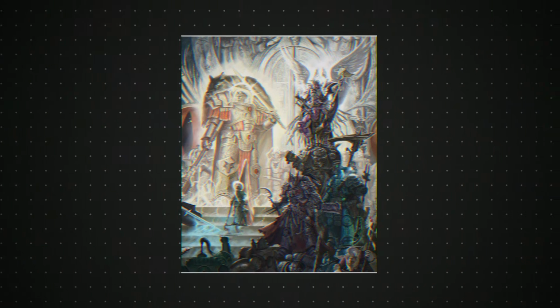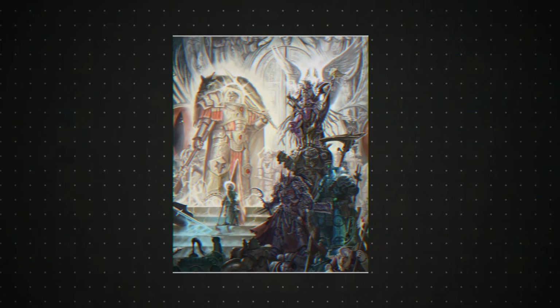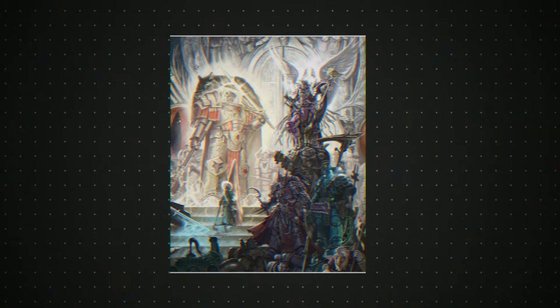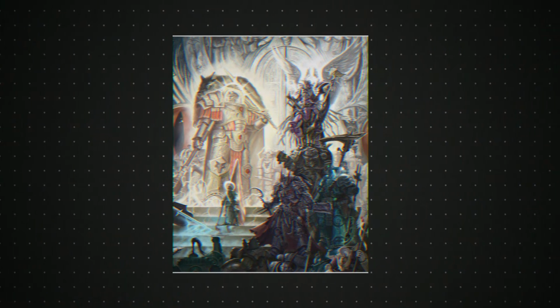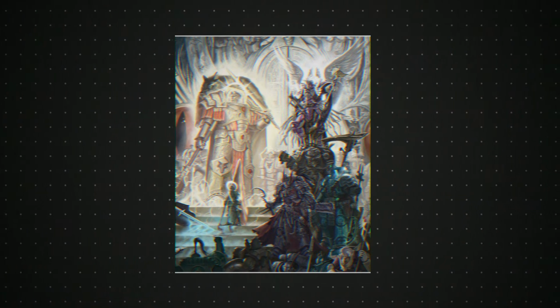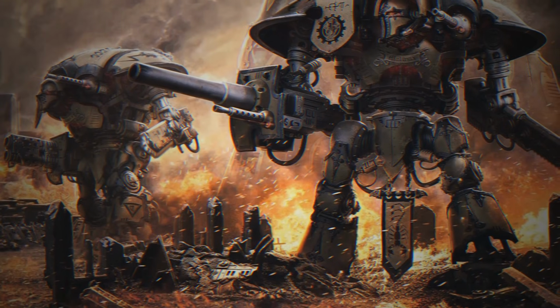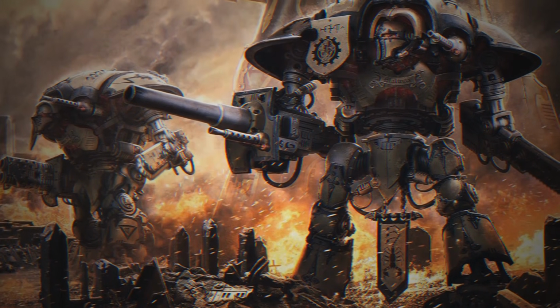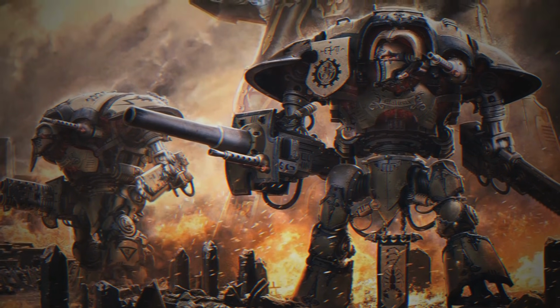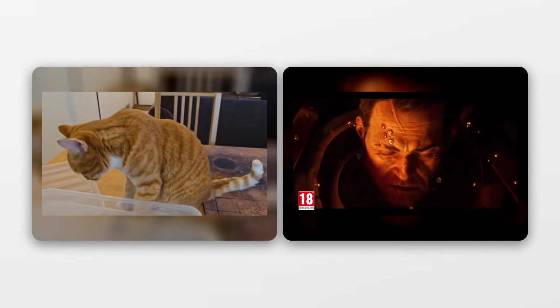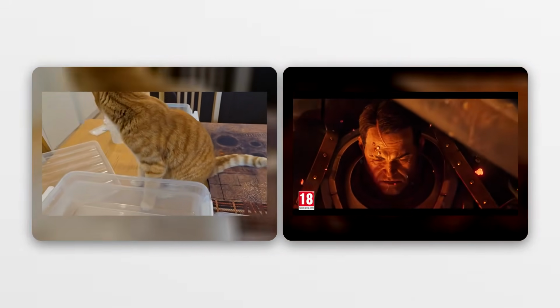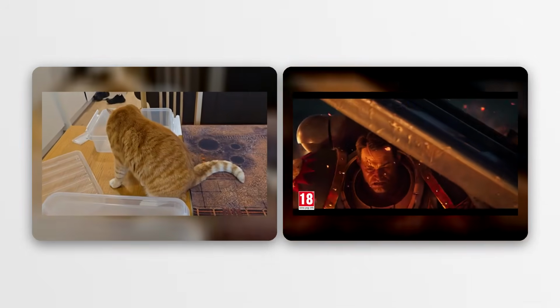The concept of innovation became synonymous with heresy, as any deviation from established designs was seen as a dangerous departure from the Emperor's will, or a potential gateway for chaos. This led to a pervasive technological stagnation that would cripple the Imperium for millennia. The Adeptus Mechanicus, the cult of the machine god, maintained its near monopoly on technology, guarding its knowledge fiercely and resisting any attempts at change or independent research.